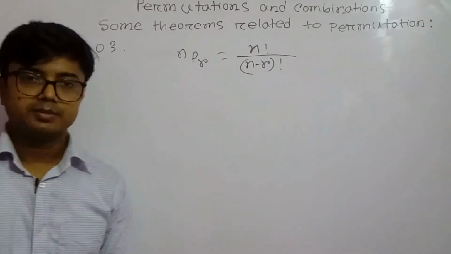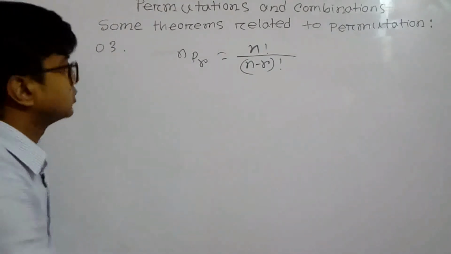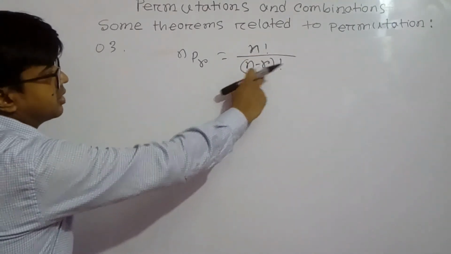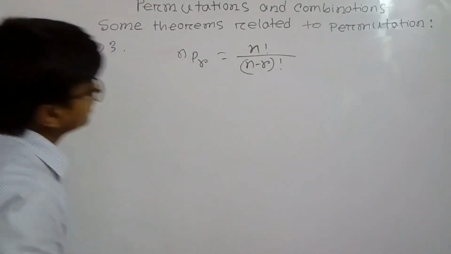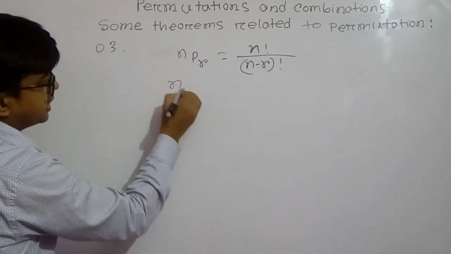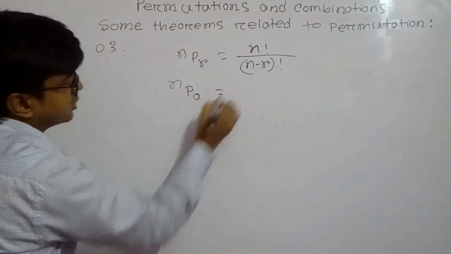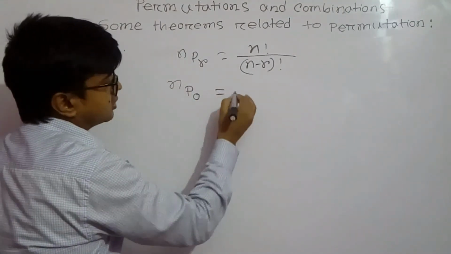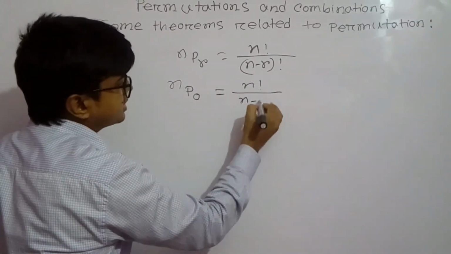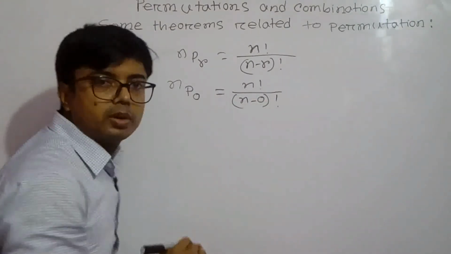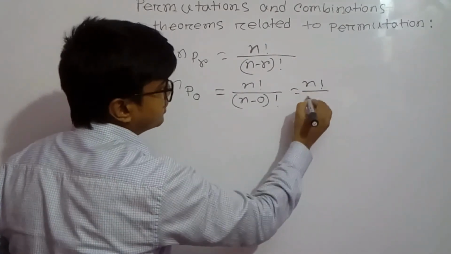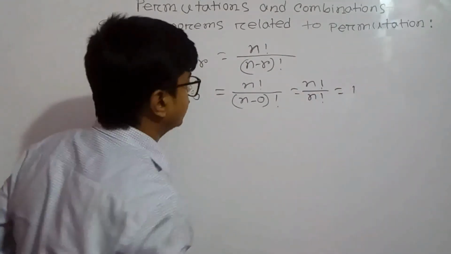Now formula number 3. Here we can write nPr equals factorial n divided by factorial n minus r. If we put r equals to 0, here nP0, so factorial n divided by factorial n minus 0. So our answer will be factorial n divided by factorial n equals 1.